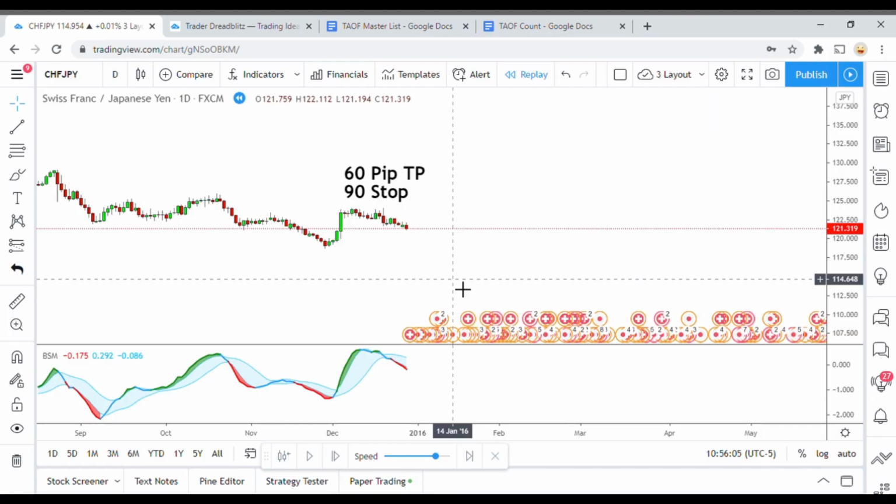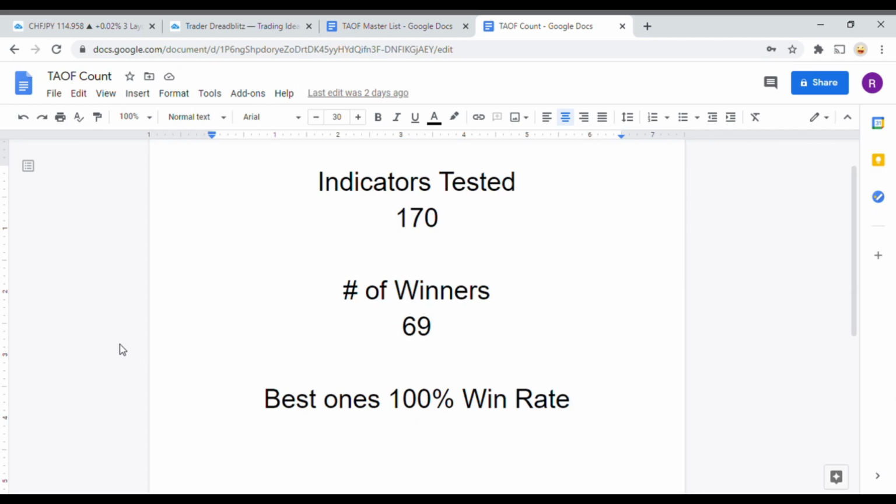All right, as I said, today we will be testing the Bollinger Band on MACD indicator. But before we do, I wanted to put the indicator scoreboard up for everyone to see. So to date, we have tested 170 indicators. And out of those 170 indicators, 69 of them have been winners, which means that they have met or exceeded the 60% win-loss ratio threshold that we have set for them. The best ones so far were able to achieve a 100% win rate. Now you need to go back and watch those videos to understand the context of how they were able to achieve that.